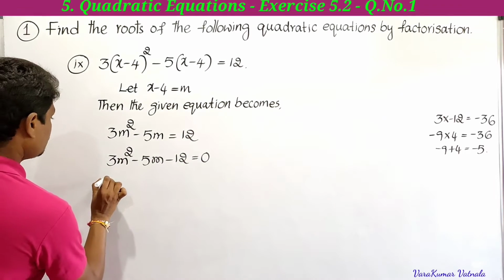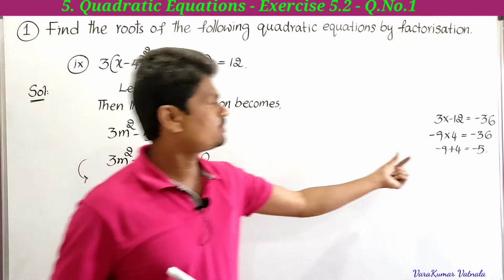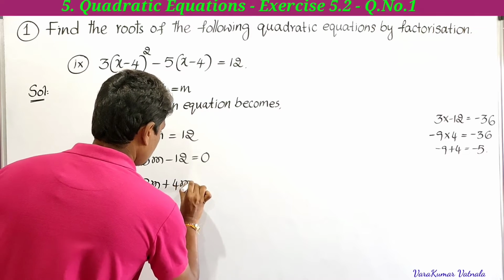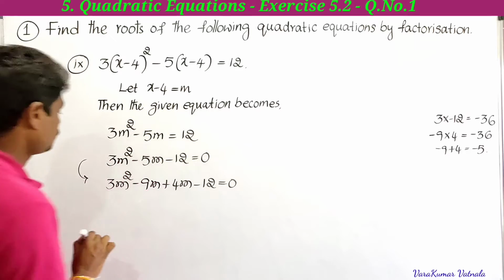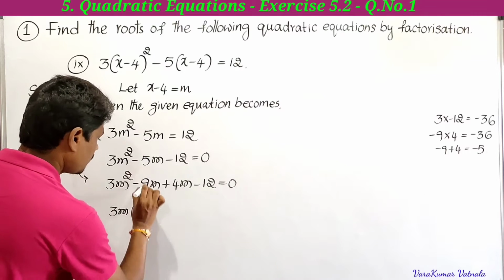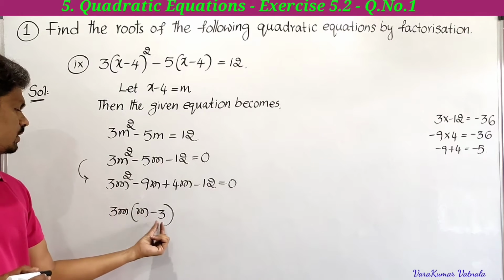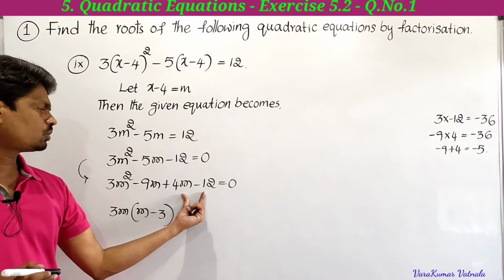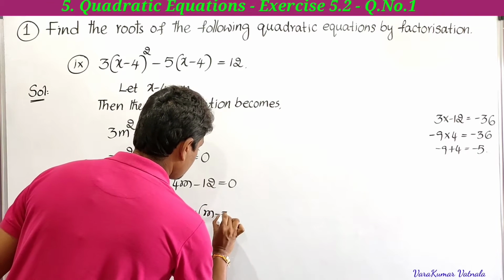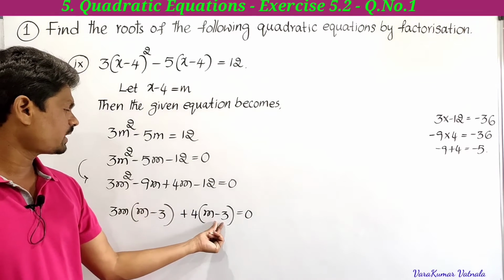Now it can be written as 3m square as usual, but write minus 5m as minus 9m plus 4m, minus 12 equal to 0. In the first two terms, 3m is common, so take 3m common: 3m into (m minus 3) gives 3m square minus 9m. In the last two terms, plus 4 is common: 4 into (m minus 3) gives 4m minus 12.